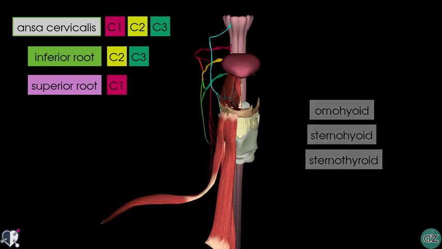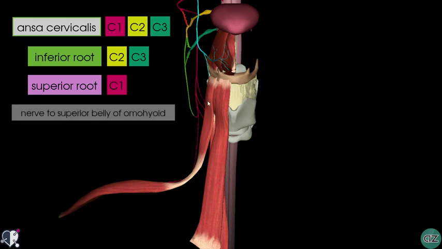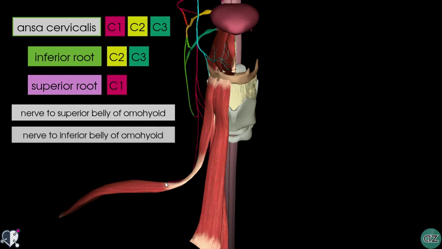Underneath the sternohyoid muscle is the sternothyroid muscle, which you can't quite see here, but it lies deep to this sternohyoid. Coming off the ansa cervicalis are two branches to the omohyoid. At the top, you've got the branch to the superior belly of the omohyoid muscle, so this belly here, and at the bottom, you've got the nerve to the inferior belly of the omohyoid muscle, which you can see here.